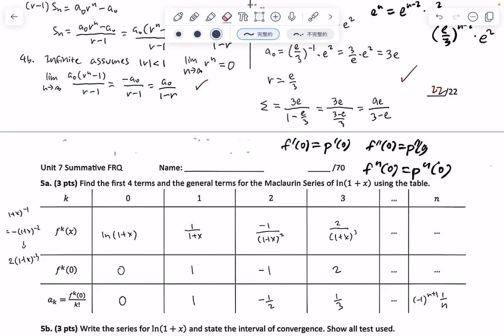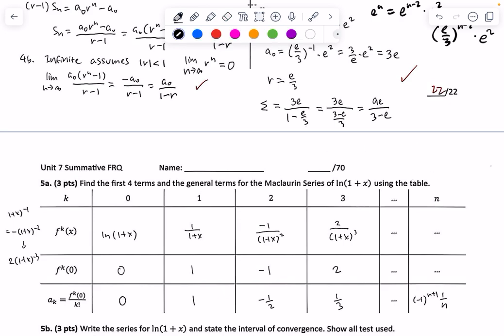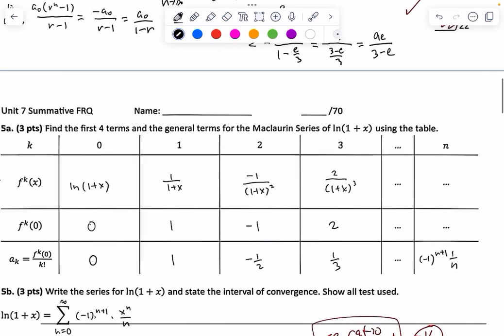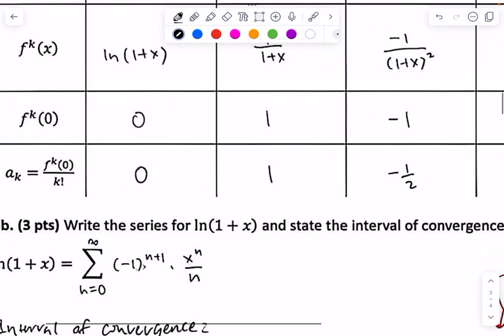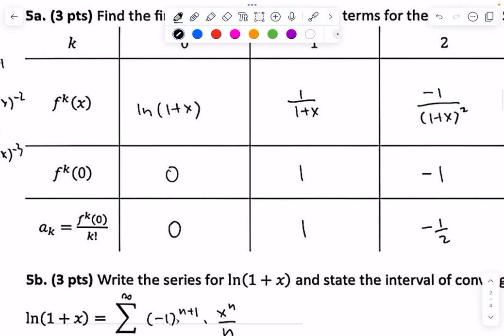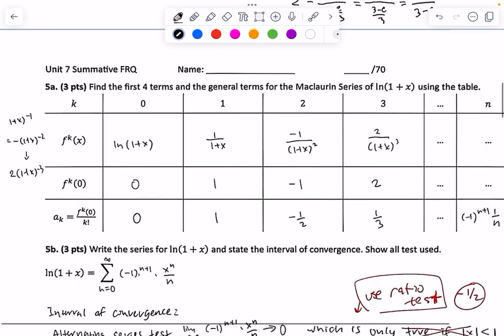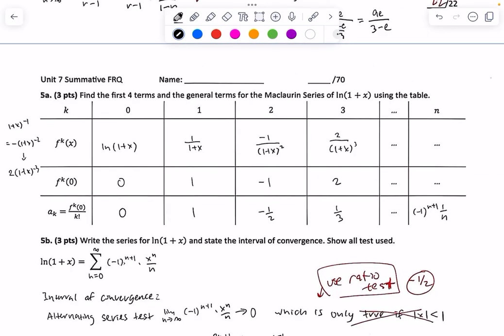This is where Maclaurin comes in. In here, we want to find the Maclaurin series of ln of 1 plus x. It's really the same idea. So in the first column, we want to list all the functions. In the second column, we want to evaluate the function at 0. And then for the third column, we want to find the coefficient for the polynomial expansion of ln of 1 plus x.